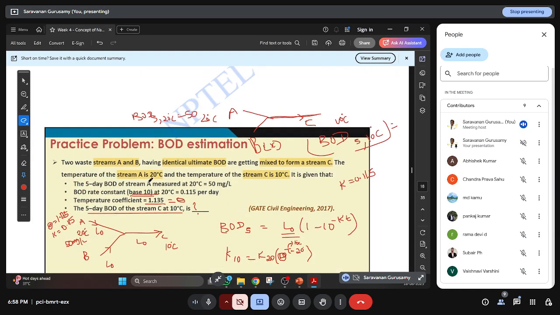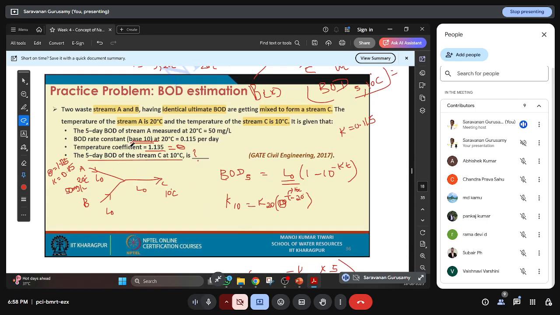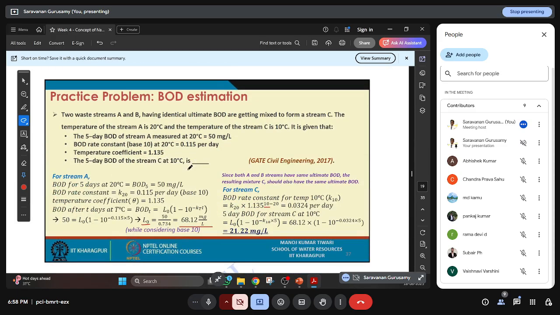What is another important value they have given? The streams mix to form a stream C, and the temperature is given. Then I need to find the L naught. L naught can be found through the A stream. What is the A stream? 50 is given. 50 is the BOD of the A stream. From that I can find the L naught value, 68.22.